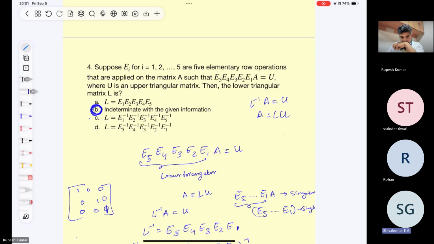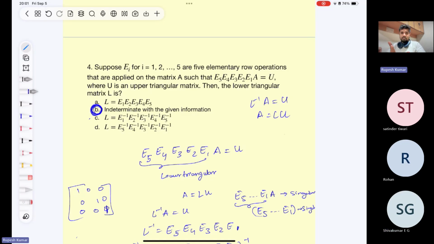Isn't that so? E1 is one row operation, E2 is another row operation. Yeah, you are right. So whether each inverse has to exist or may not exist, I'm not sure. So the safest answer would be B, no, indeterminate with the information given.